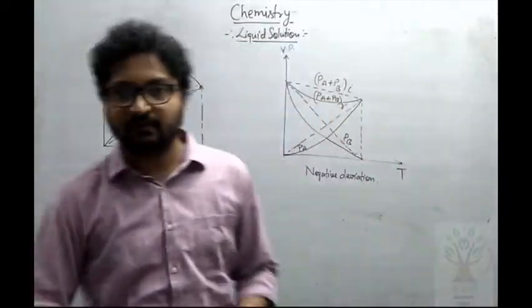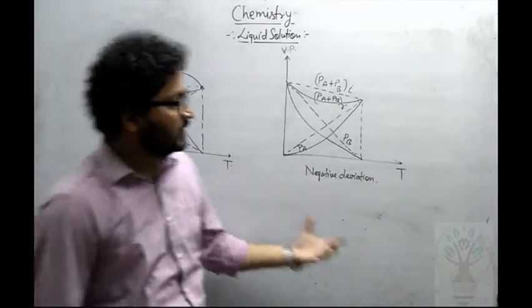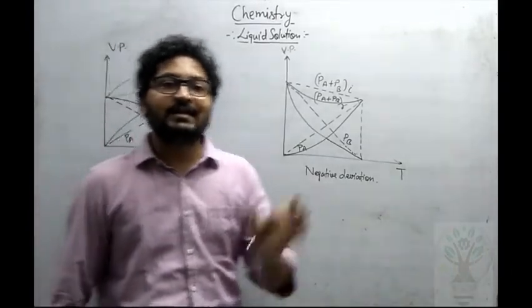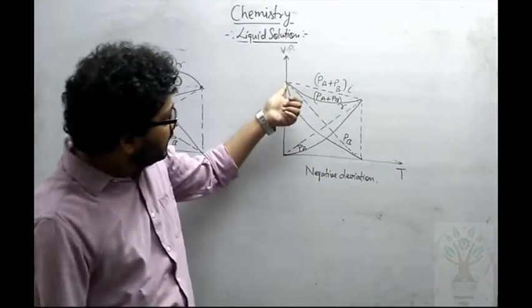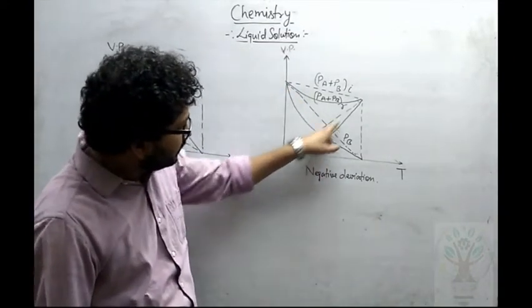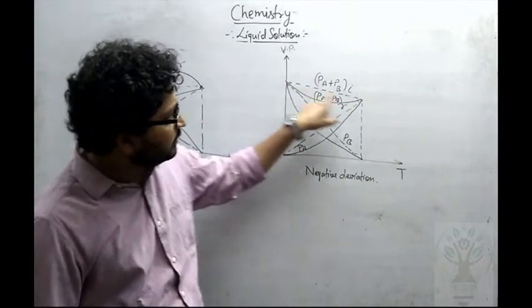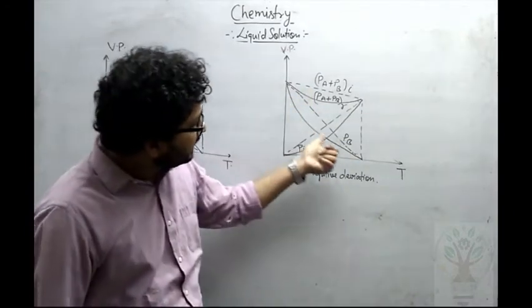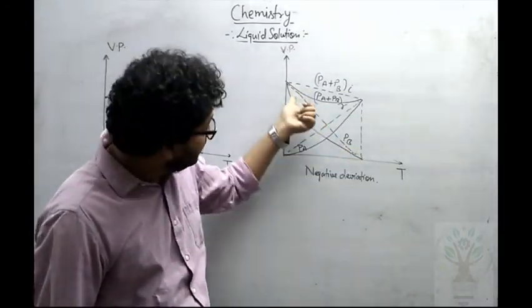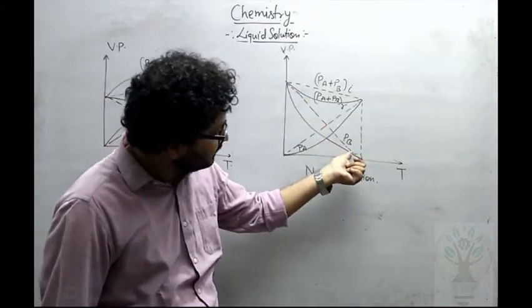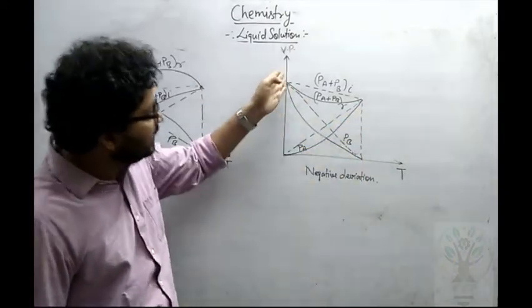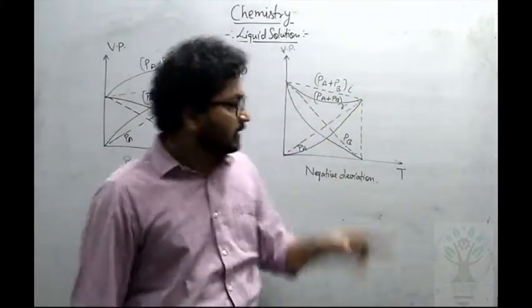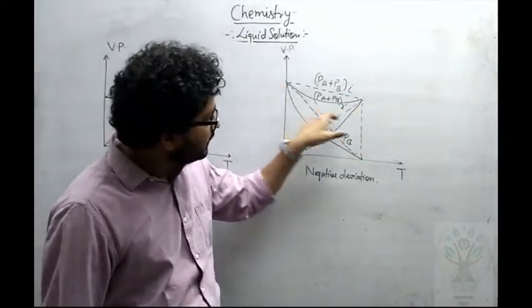Now let's move to the negative deviation curve. What does negative deviation curve mean? Everyone is giving less vapor pressure as compared to the ideal case. Now here, see, this is your PA, dotted ideal, dotted ideal, dotted ideal. For PA you are getting less than expected. Here for PB you are getting less than expected. So of course the net will be less than expected. This is your PA plus PB real.